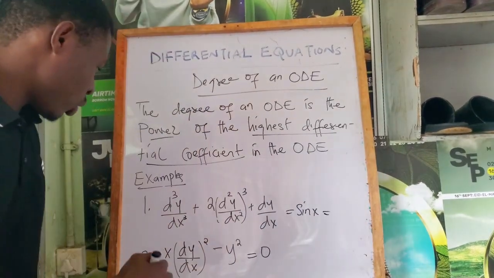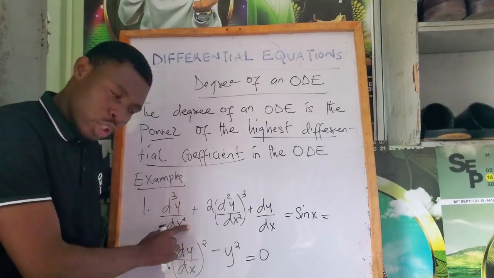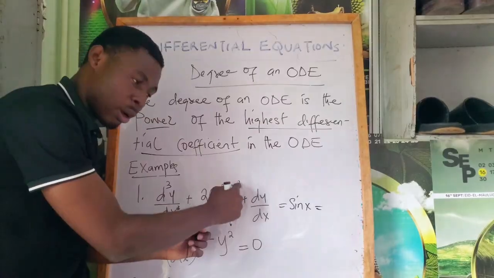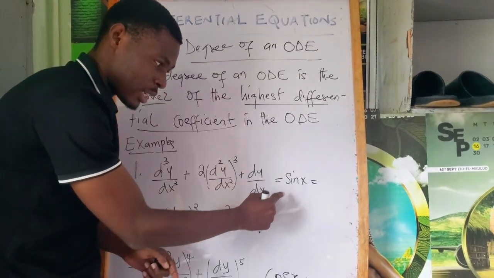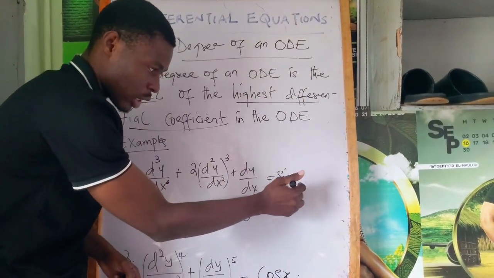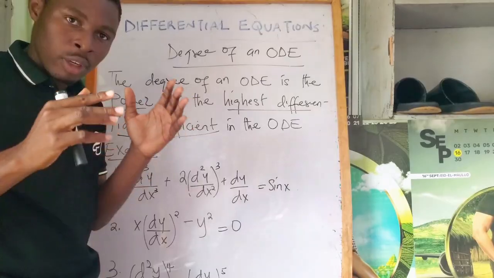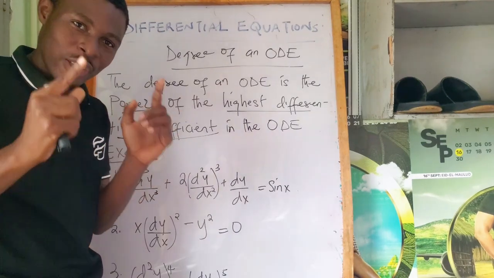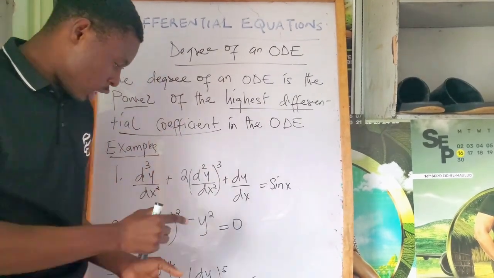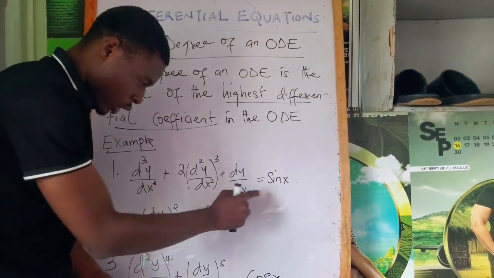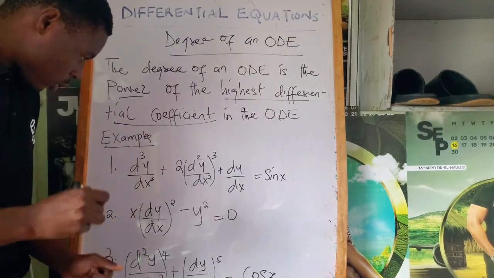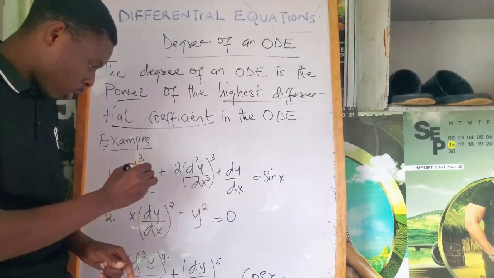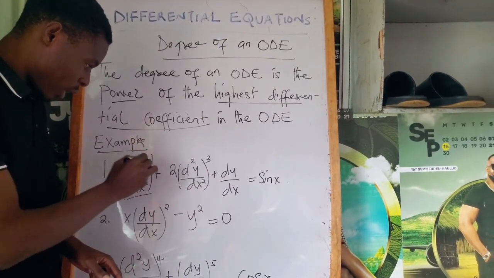So let us take a look at this: (d³y/dx³) plus 2 (d²y/dx²) all raised to the power of 3, plus dy/dx is equal to sine x. Now the first thing you need to do is to identify the highest differential coefficient. So in this equation, what is the highest differential coefficient? Of course, it is the d³y/dx³, and it is raised to the power of 1.